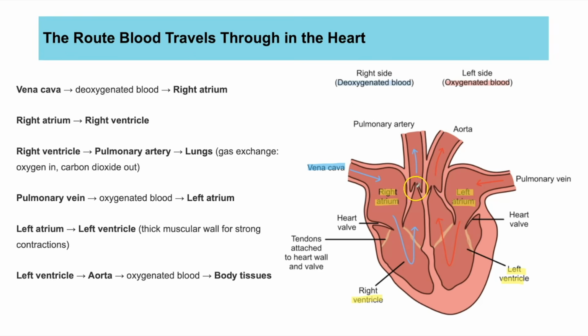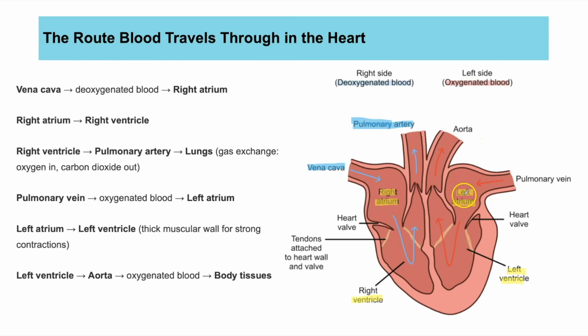Coming out of the right ventricle, we have the pulmonary artery. Wherever you see this word pulmonary in biology, that means it's attached to the lungs. An artery is a blood vessel that carries blood away from the heart. So the pulmonary artery is a blood vessel carrying blood away from the heart and taking it to the lungs.